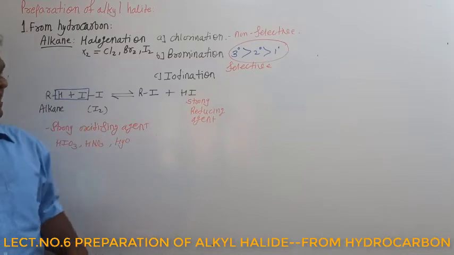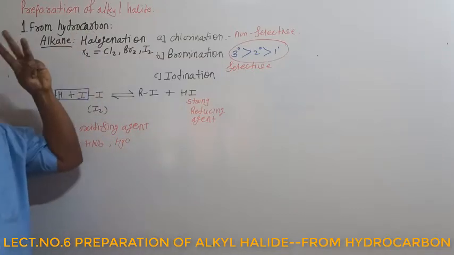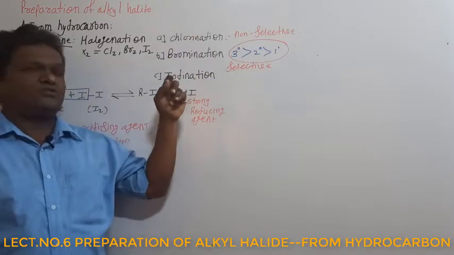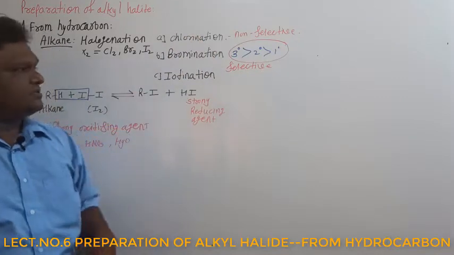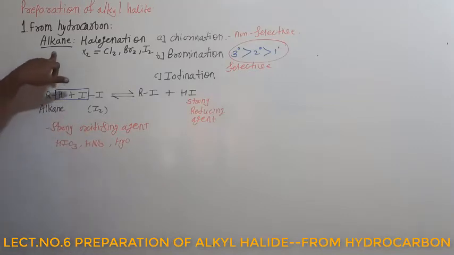Any one example you can write. Okay, so from hydrocarbon alkane we have three reactions: chlorination, bromination and iodination. To start with the next one, just copy this. We are going to move into the next one now. Instead of alkane, we are going to write alkene.